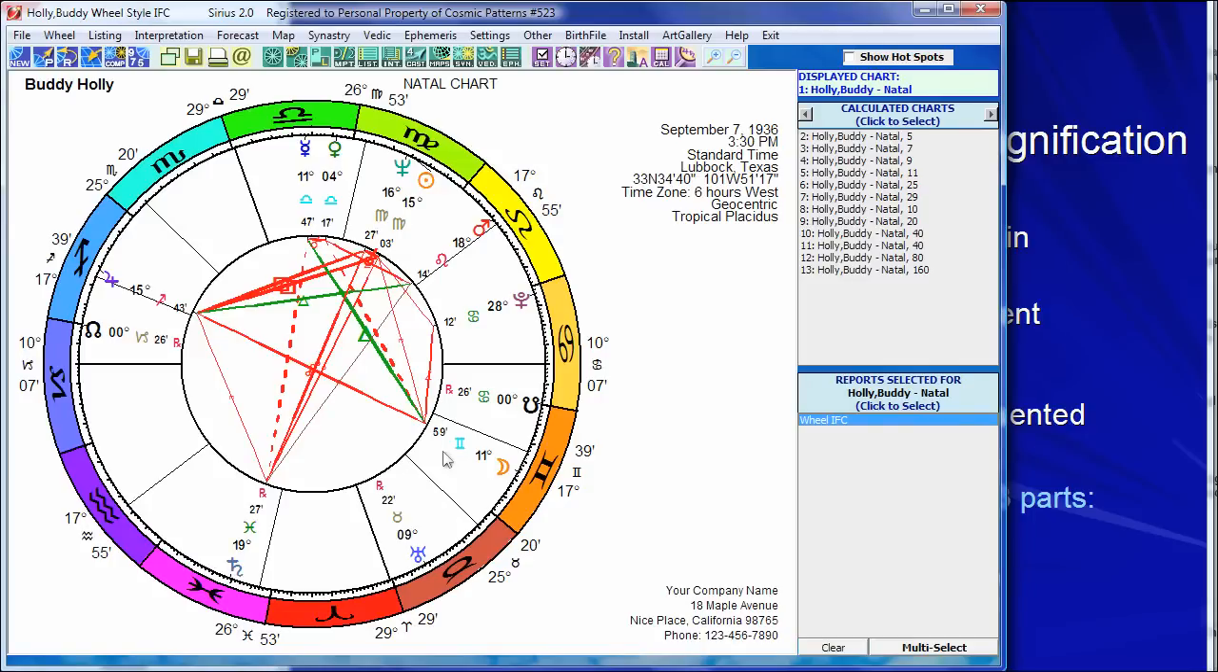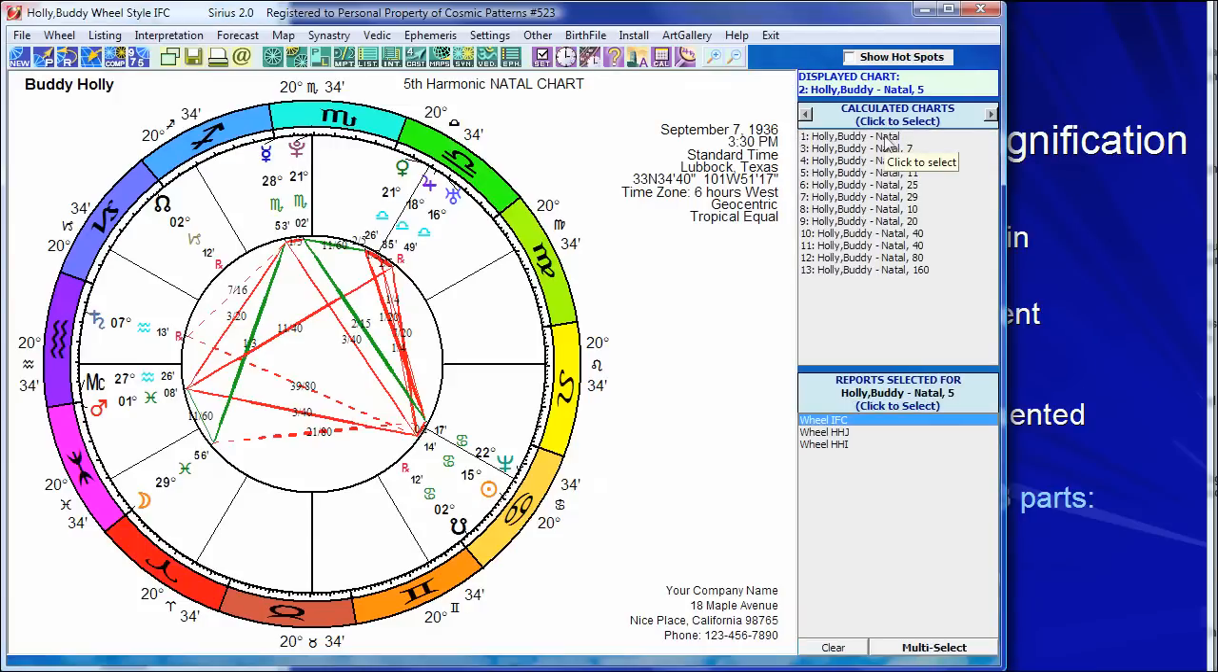What does it look like in the fifth harmonic chart? What will it look like? Okay, I've got these harmonic charts already calculated. I'll click on it. And we just look for Moon and Mercury. Here's Moon, here's Mercury. There's still a trine. So the trine in the natal chart still looks like a trine in the fifth harmonic chart. Why is that?